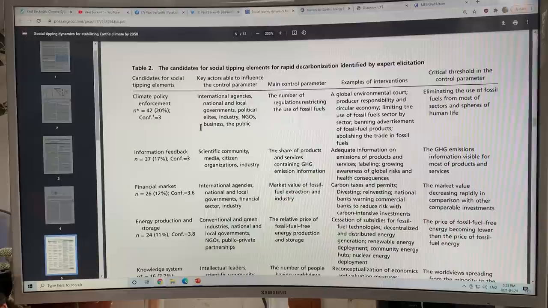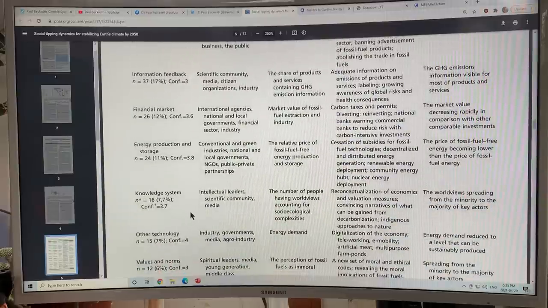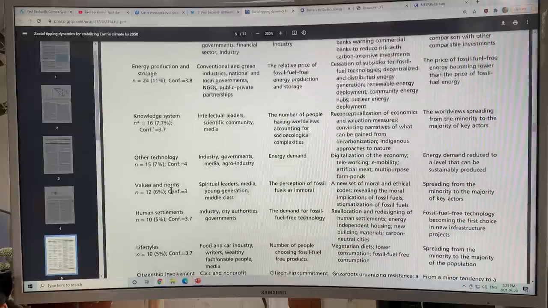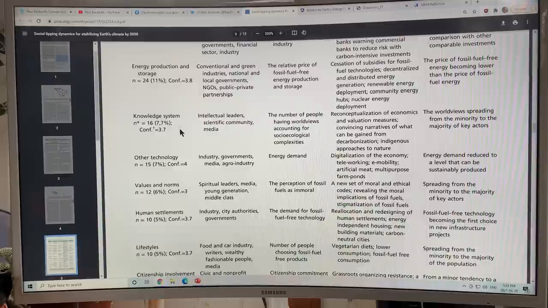So there's different candidates for all of these social tipping elements for rapid decarbonization, and I talked about a number of them towards the end of the last video. A lot of them are technology based. It's all in energy production and storage, knowledge, and getting that knowledge on climate change, how dire the risks are, to the public, educating in the school system from the very young to the very old, on the dire nature of our abrupt climate change system breakdown.